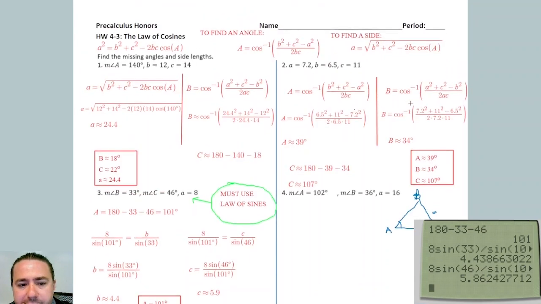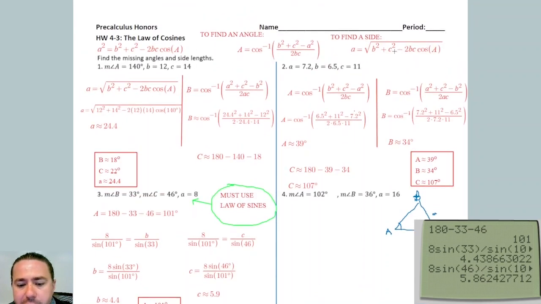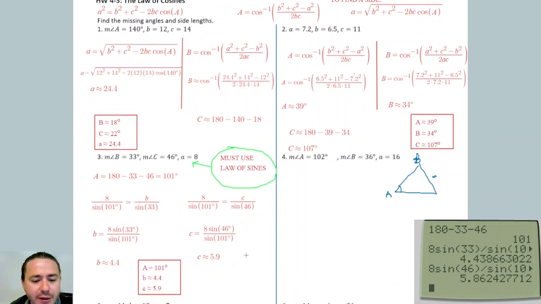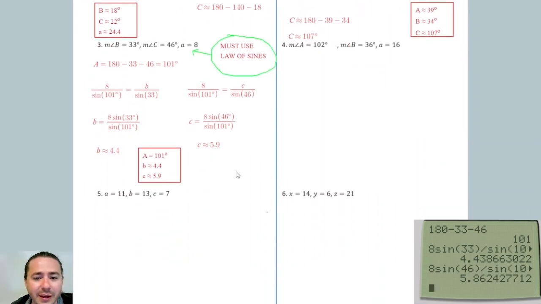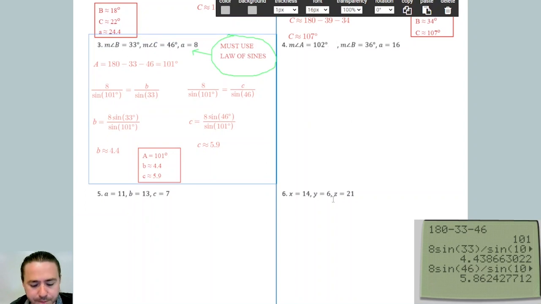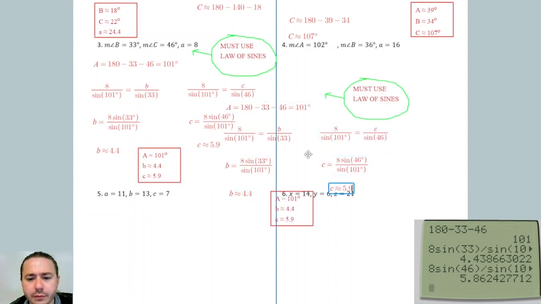Yeah, because to get this missing side, I need to know the two other sides. So we could use law of cosines on the second one, but gosh, this is another law of sines problem. Again, that's kind of annoying. Well, it's good practice. Let's keep up with our law of sines here. So we're going to basically solve this exactly the same way as number 3.